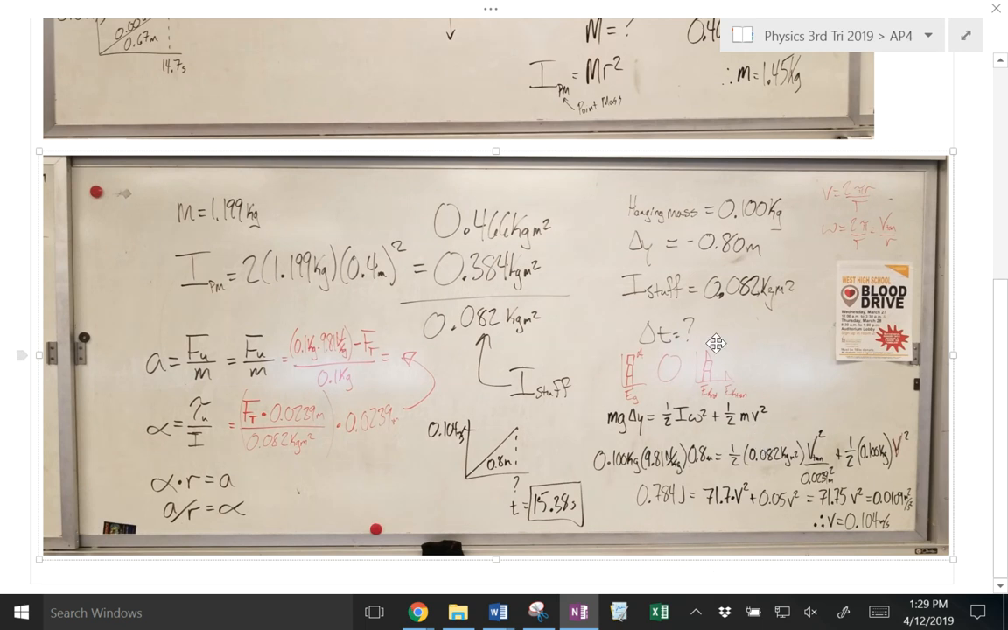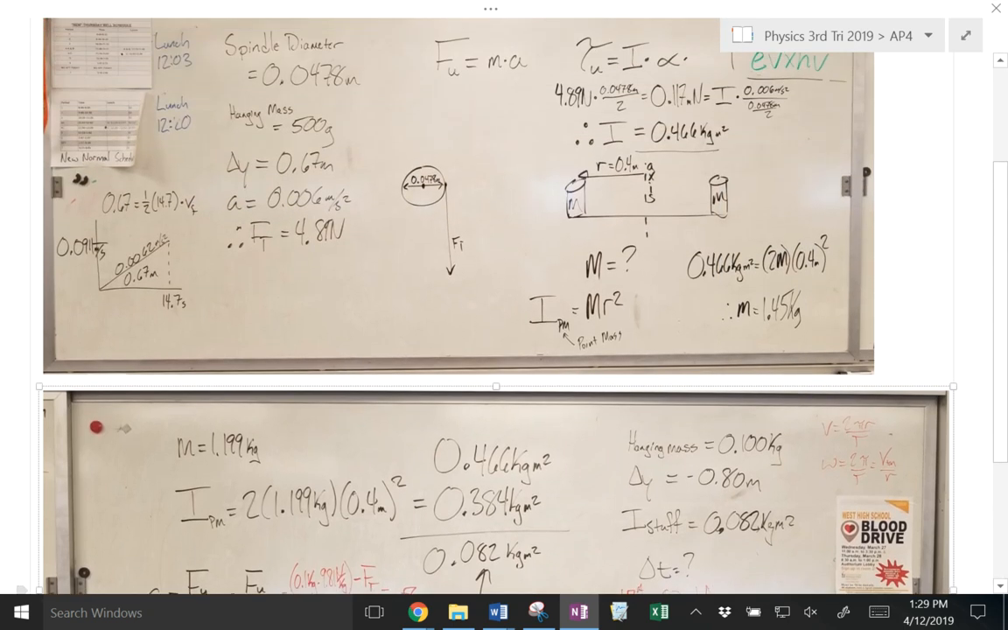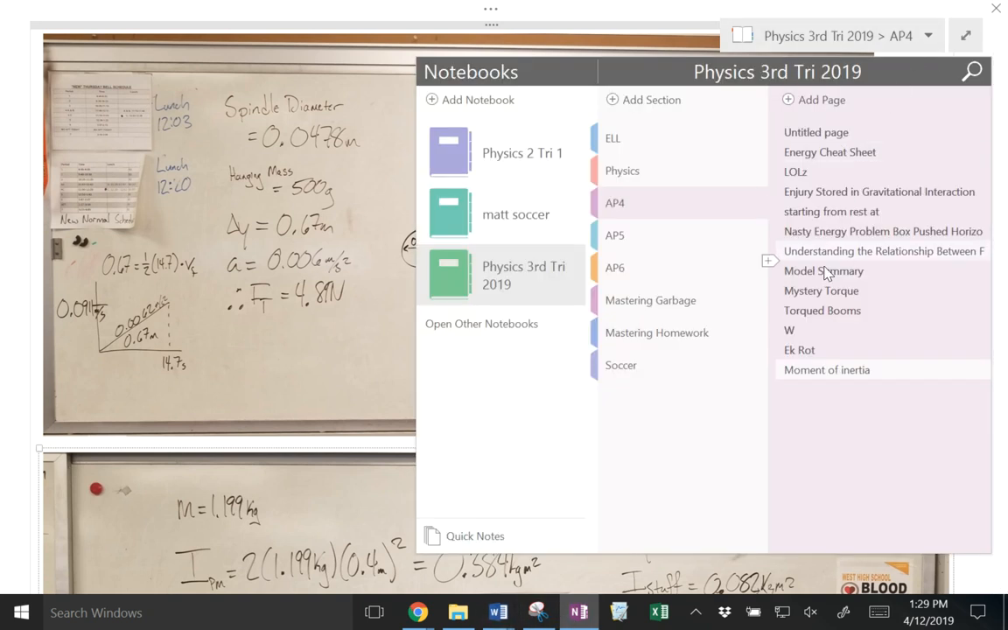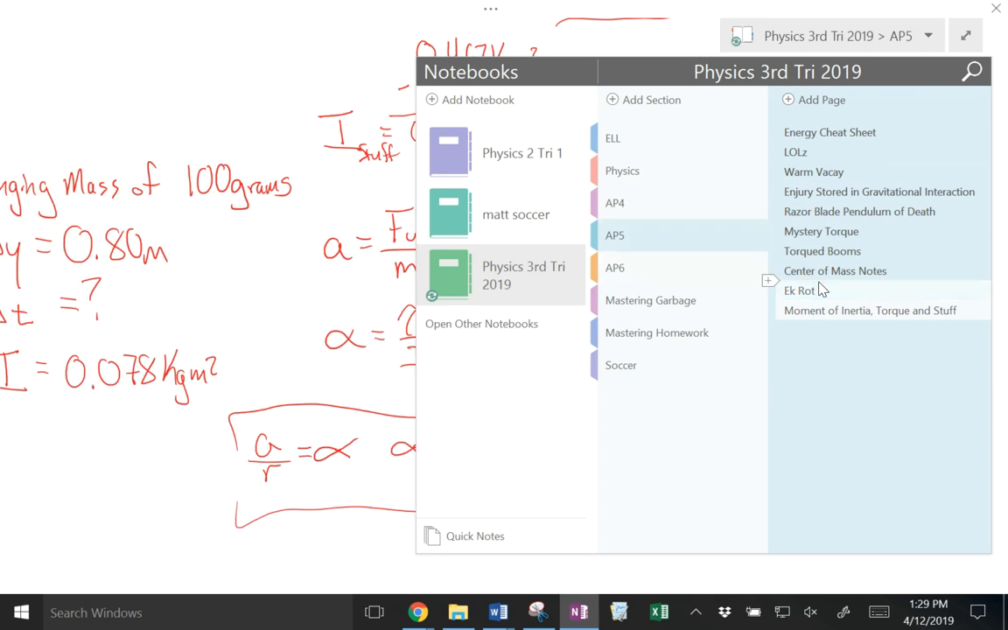What do I get for FT here? FT. Oh, I never solved for it. That's annoying. Oh, gotcha. Why is it over 0.1? That's the max. Okay.